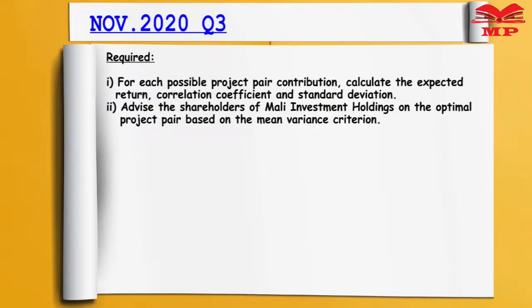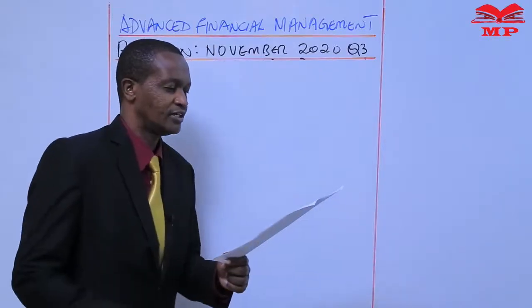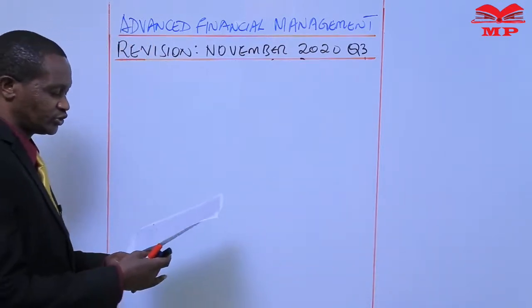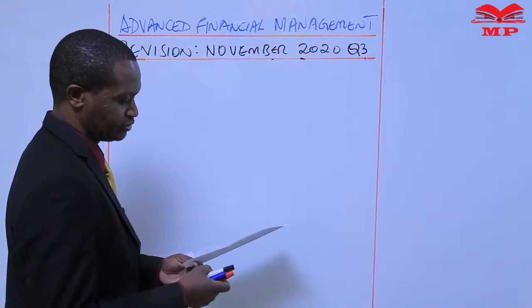Required, I repeat, required. Roman 1, for each possible project pair combination, calculate the expected return, correlation coefficient, and standard deviation. 12 marks. Roman 2, advise the shareholders of Mali Investment Holdings on the optimal project pair based on the mean variance criterion. 2 marks. That's question 3B, November 2020, Advanced Financial Management.